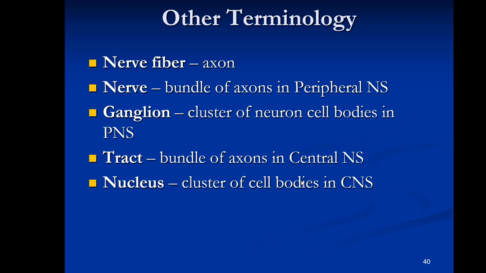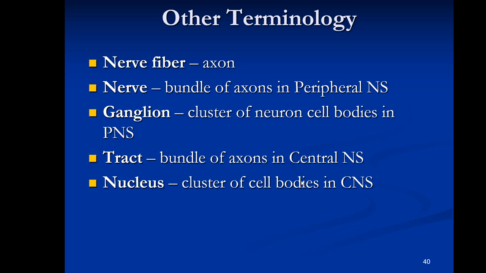Some other terminology that I just want to throw out there. If you ever hear the term nerve fiber, which is not that common, they're talking about an axon. But the next four are important. A bundle of axons in the peripheral nervous system is called a nerve. A bundle of axons in the central nervous system is called a tract. So technically you have no nerves in the brain. You only have tracts in the brain and spinal cord. So a bundle of axons in the central nervous system is a tract. A bundle of axons in the peripheral nervous system is called a nerve.